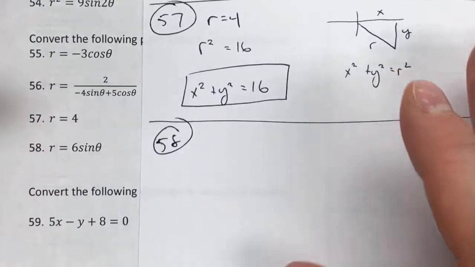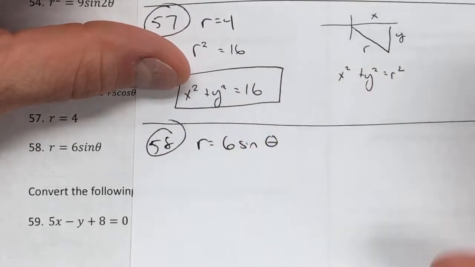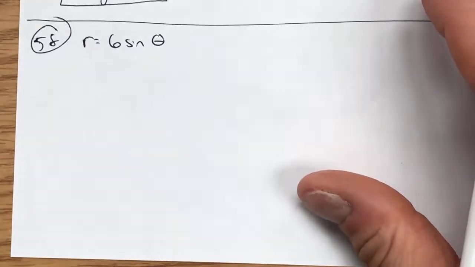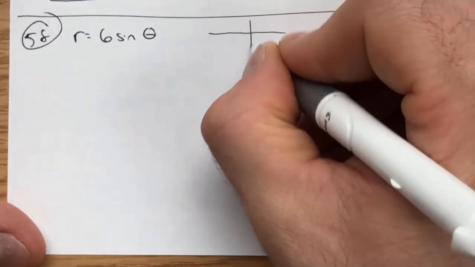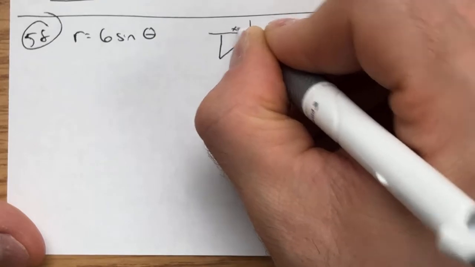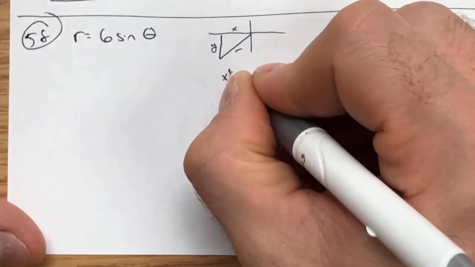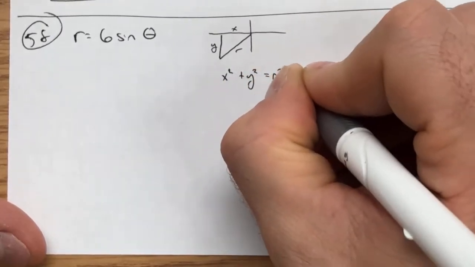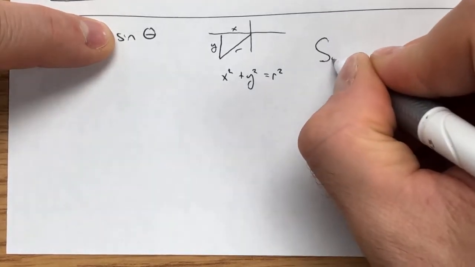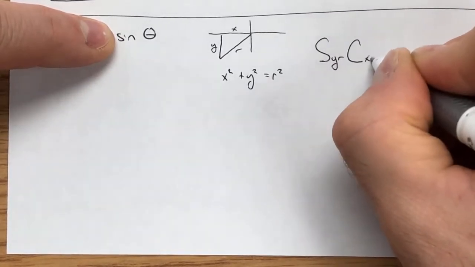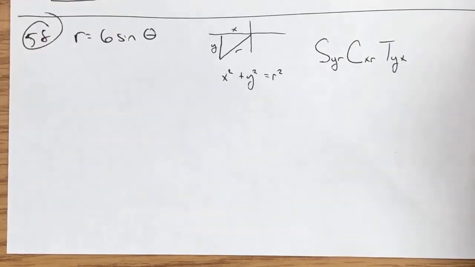That was number 57. Let's take a look at number 58. Okay. So I have r equals 6 times the sine of theta. So again, the tools I have at my disposal are, first, if I have some sort of unit circle with an x and a y, it gives me an r, so I can use the Pythagorean theorem: x squared plus y squared is r squared. Second, if I have any trig functions, I know that sine is y divided by r, cosine is x divided by r, and tangent is y divided by x.